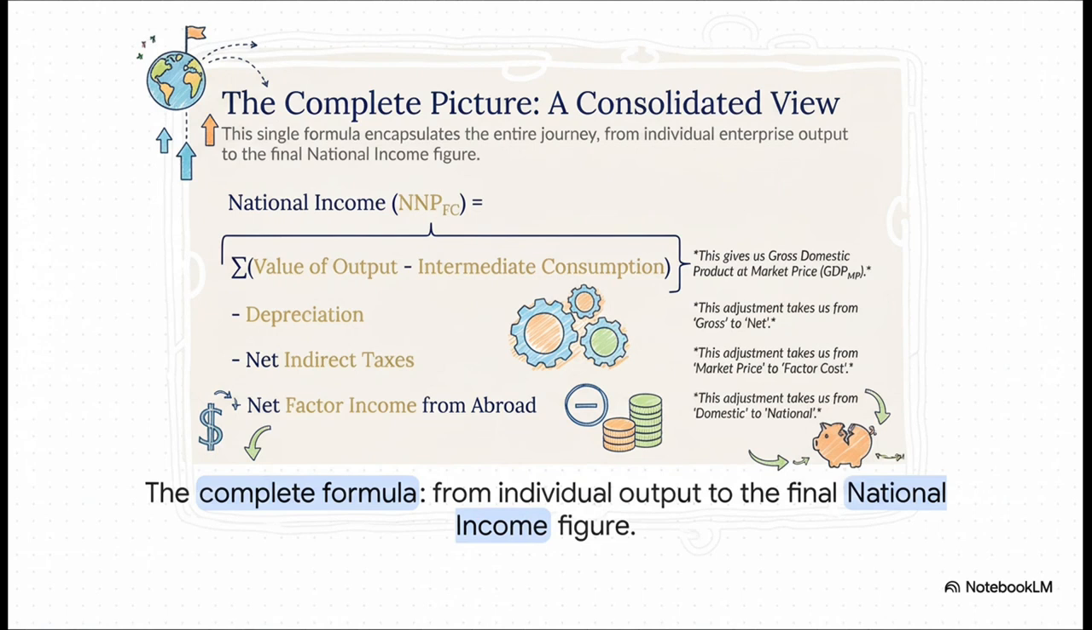And here it is, the whole shebang in one consolidated formula. We start with the sum of all the value added. Remember, that's just output minus inputs to get our GDP. From there, we make our adjustments. We subtract depreciation to go from gross to net. We subtract net indirect taxes to go from market price to factor cost. And we add net factor income from abroad to go from domestic to national. And boom, that gives us our final true measure of national income.